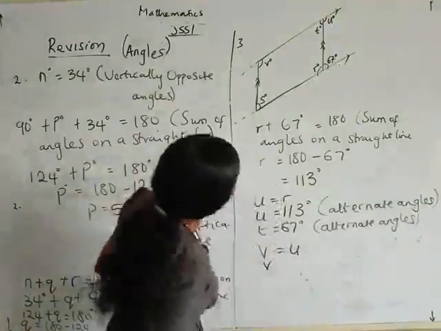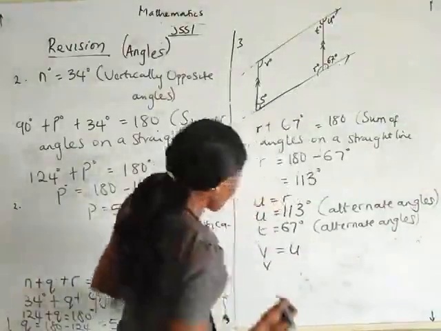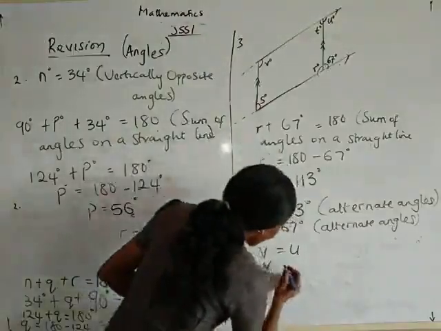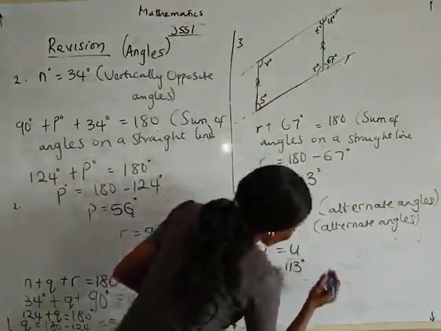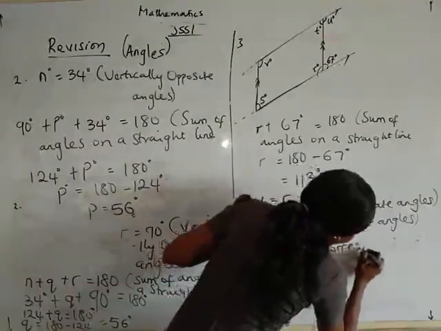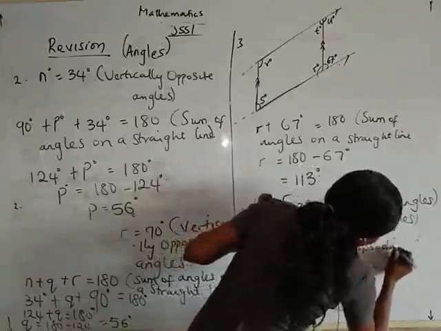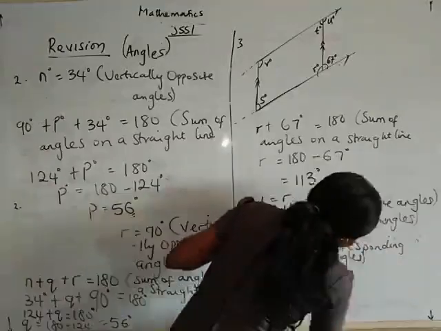That is V, and what's the value of our U? We said our U is what? 113 degrees. V is equal to U, so V is equal to 113 degrees. And the reason for this is that they are corresponding angles. So that settles it.